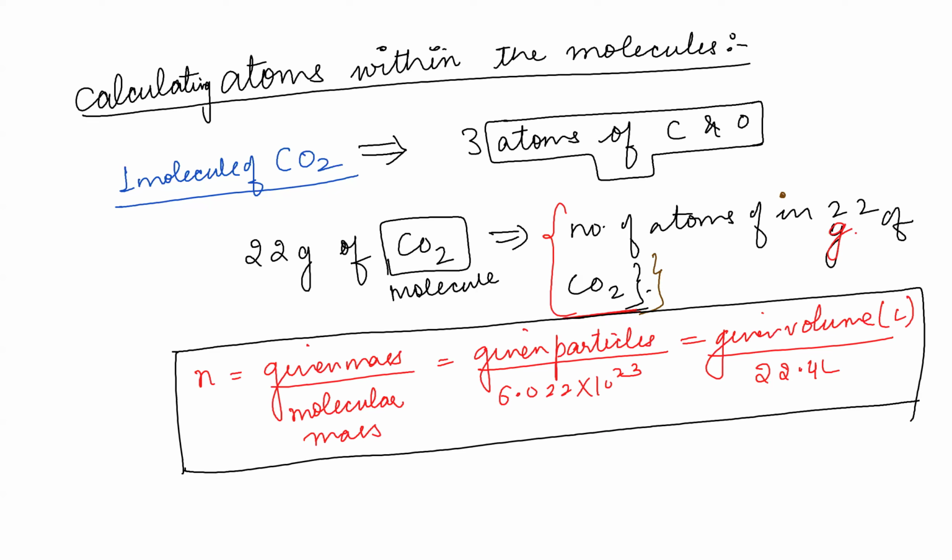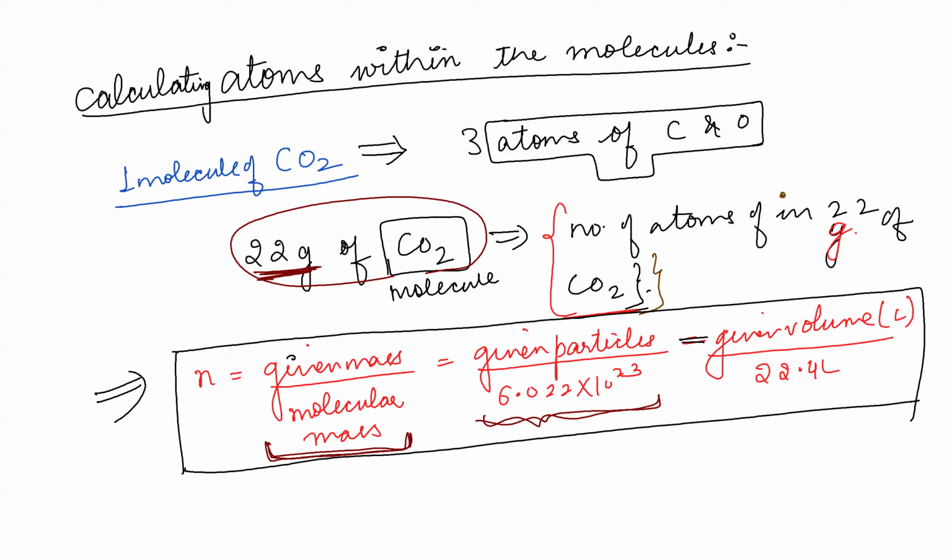This is the value of n. So given mass over molecular mass is equal to given particles over 6.022 into 10 raised to power 23, which is also equal to given volume by 22.4 liters. Are we understanding? So what does that mean? That simply means I am going to use this formula. Now, I am not supposed to calculate the moles in this question. I am supposed to calculate here the number of molecules in this mass. That means I am dealing with the number of particles here and the mass. And this question has got nothing to do with the moles.